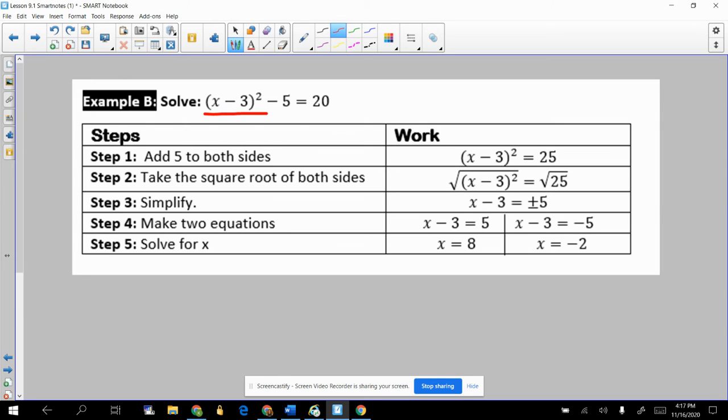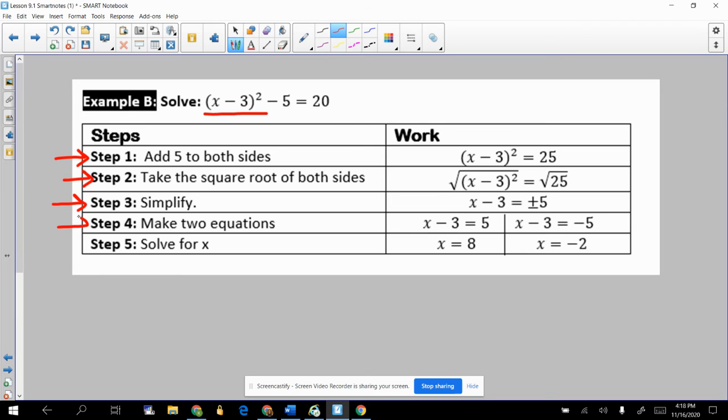Okay, so in order to do that, step 1, they add 5 to both sides so that it's just the x minus 3 squared equals 25. And then to get rid of the squared right away, they take the square root of both sides. And then here's where we're going to get 2 answers, because when we take the square root, we get plus or minus 5, right? So that was step 3, simplifying.